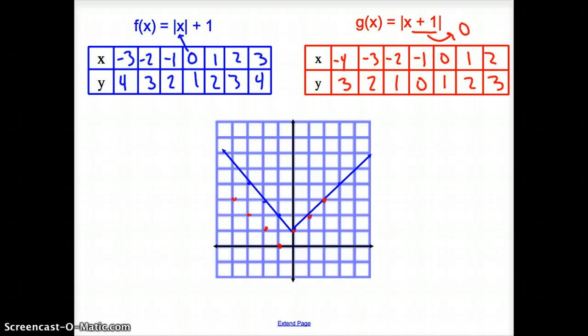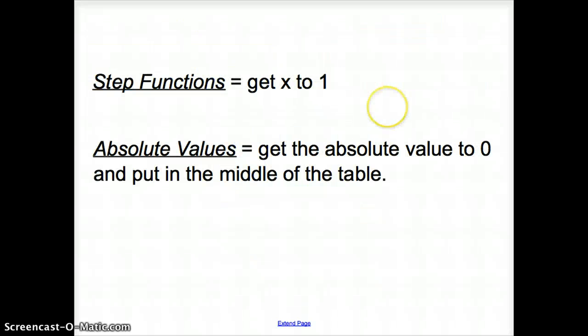Now we connect those dots with a line, and notice what the 1 inside the absolute value does to my graph compared to the 1 outside. The 1 inside moves it over, and the 1 outside moves it up. And then finally, I just want to reiterate, for step functions, we want to get that x to 1. Remember, we want to get that step function to look like just x.